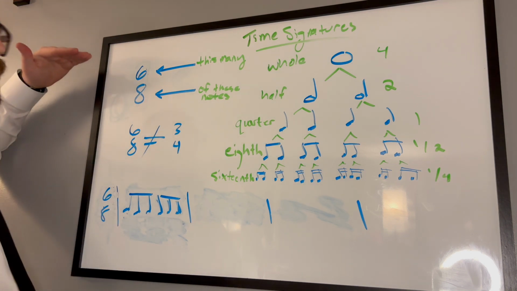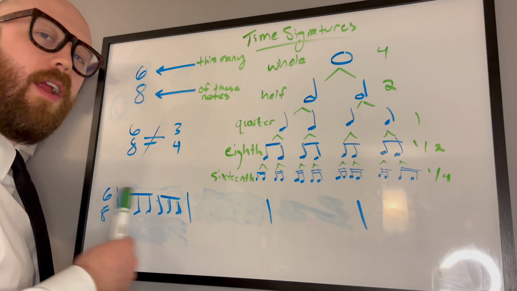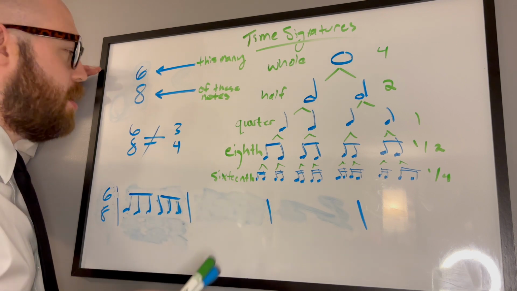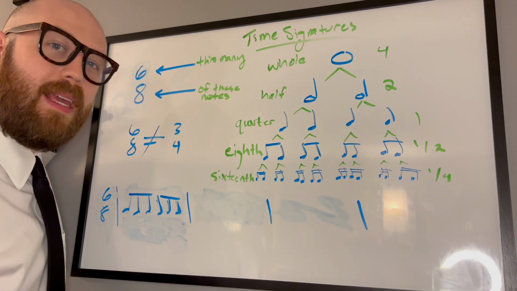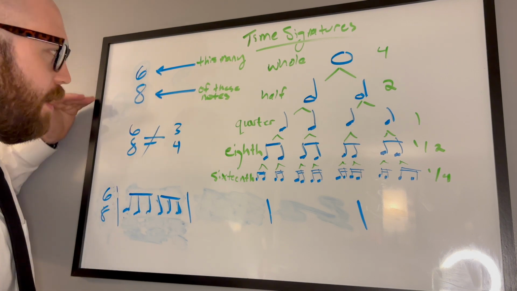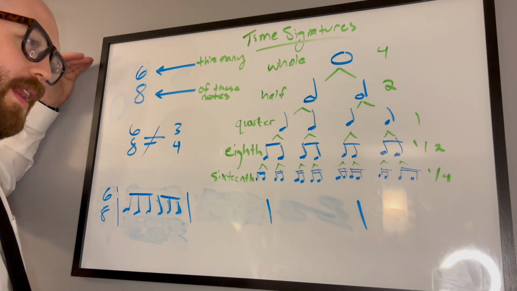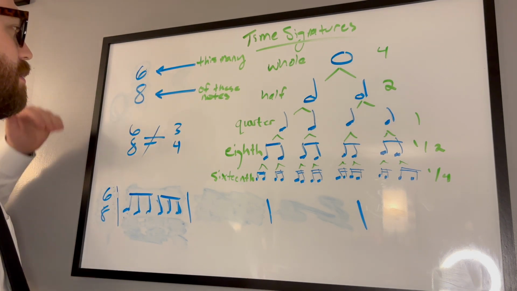Quick recap. Top note is how many notes are in a measure. How many beats are in a measure. Second note is what gets the beat, right? How many of these? What gets the beat? How many of these?